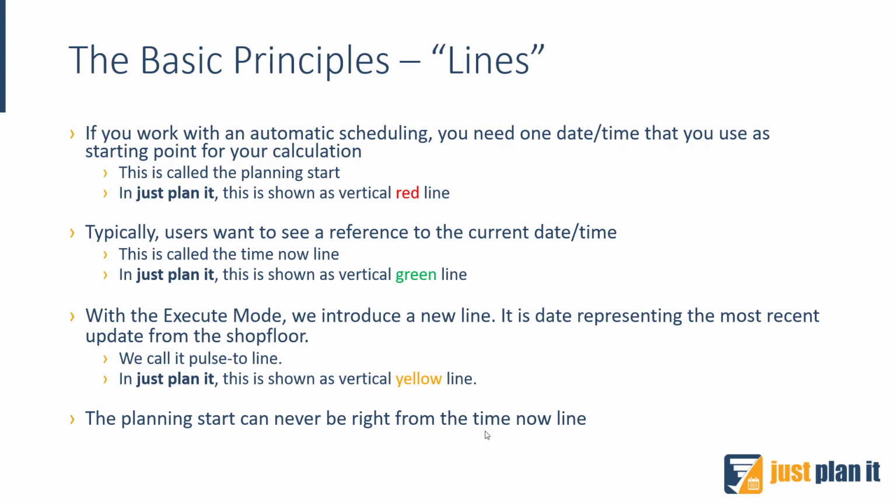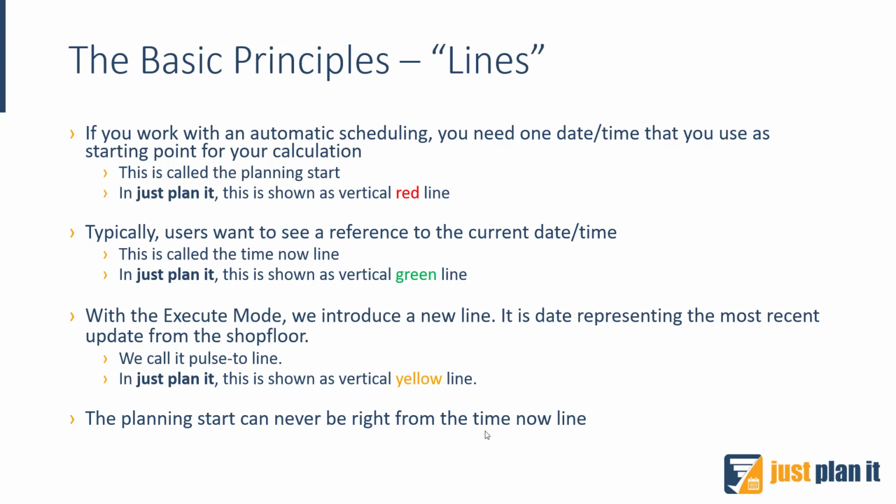So you are very familiar with the red line. So the red line in Just Planet is the planning start line. So by default, Just Planet is forward scheduling based. And if you do an automatic forward scheduling, the scheduling engine needs a certain time or date where the calculation starts. And this is the planning start line, which is visualized as the red line.